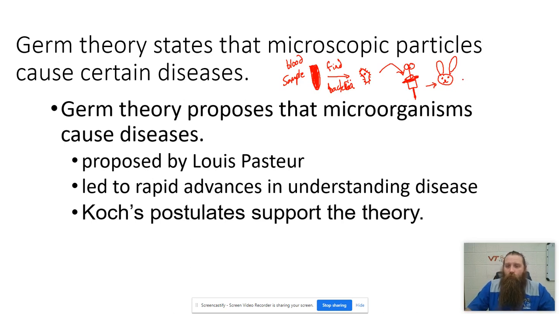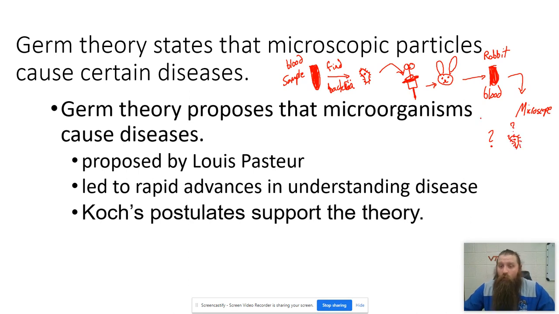And if the rabbit got sick, then he took another blood sample from the rabbit. So he took rabbit blood and he put it underneath the microscope. And he asked a simple question: is that same bacteria there? And if it was, he said, okay, well, we found this bacteria in the sick person. We found that same bacteria in the sick rabbit. That bacteria must cause the disease.